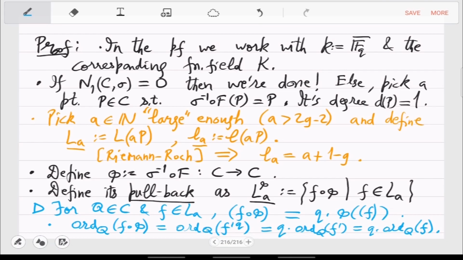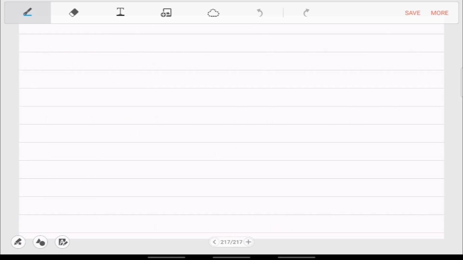Okay, so why did I write this? I wrote this now to make the point that when you look at the degree of f composed with phi, it has multiplied q times. So let's use that. We get a sequence of linear maps.